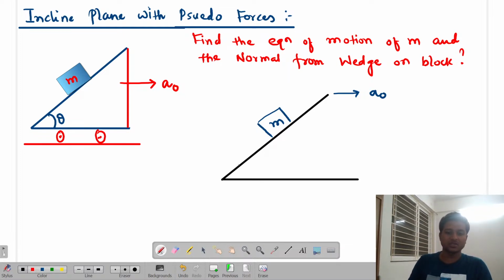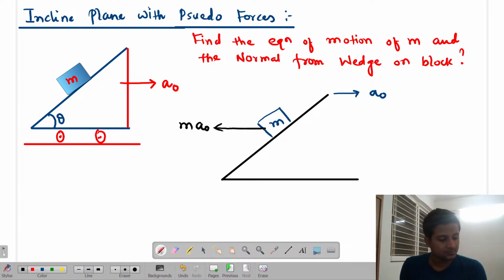So any particle on this will feel a pseudo force exactly in the opposite direction, with the mass of the particle and the acceleration of the frame. Yes, so m a naught will be present in the opposite direction, but the weight of the block will be vertically downwards. Are you able to get me or not? Yes, mg will be vertically downwards. So now look over here. If this is my mg, this is m a naught.